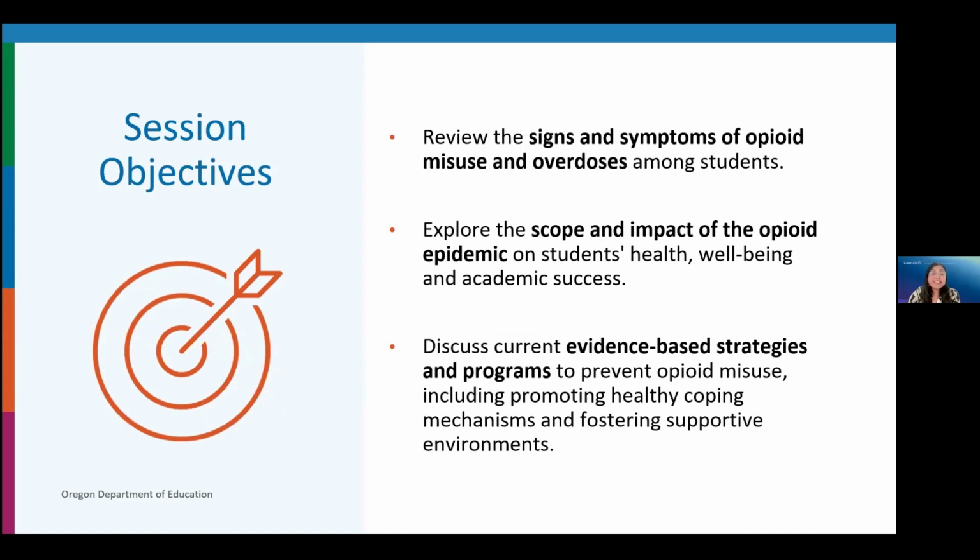We have 60 minutes together today, and our session objectives include to review the signs and symptoms of opioid misuse and overdoses among students, explore the scope and impact of the opioid epidemic on students' health, well-being, and academic success, and discuss current evidence-based strategies and programs to prevent opioid misuse, including promoting healthy coping mechanisms and fostering supportive environments.